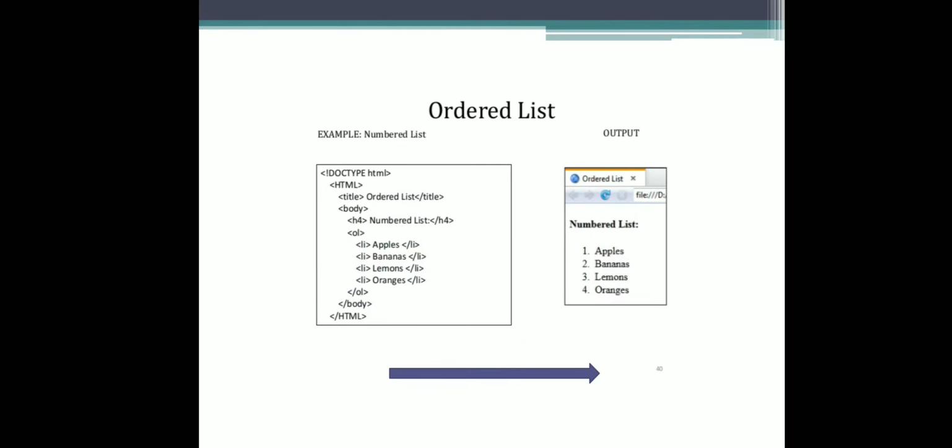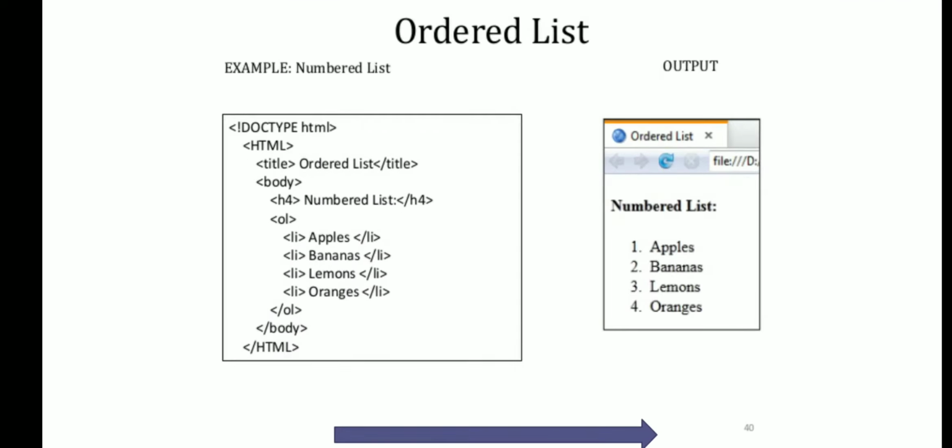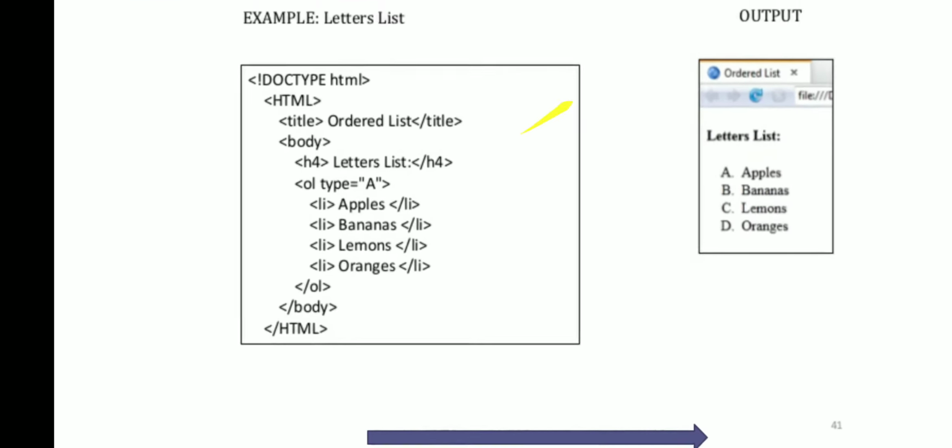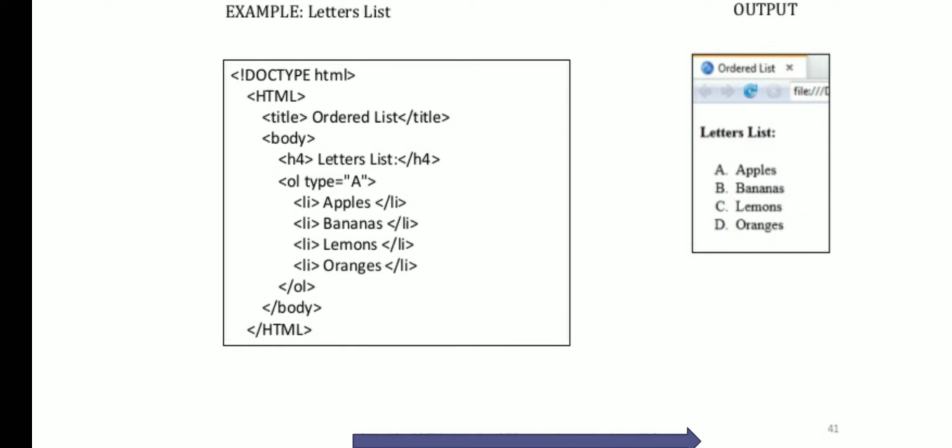Next, another example using ordered list 1 2 3 4. Same as we saw in the previous example. Again, in the body it should begin with the OL, then the list items are apple, bananas, lemons, orange, and close the OL, then close the body, then close the HTML. For this program the output will be displayed as shown here. Next, another ordered list using alphabets. Previous same example, but here we are going to use what? ABC alphabets.